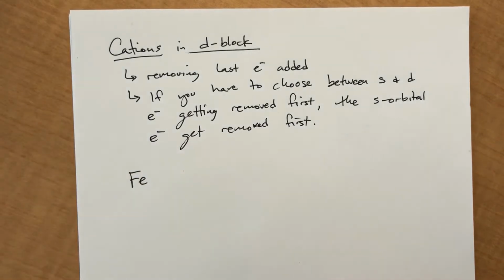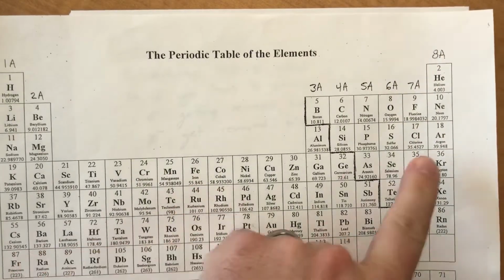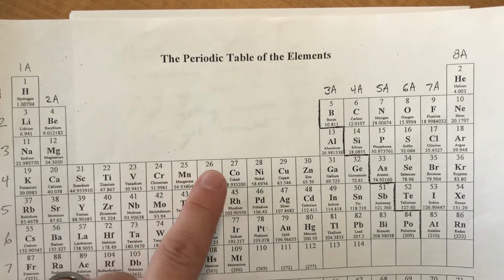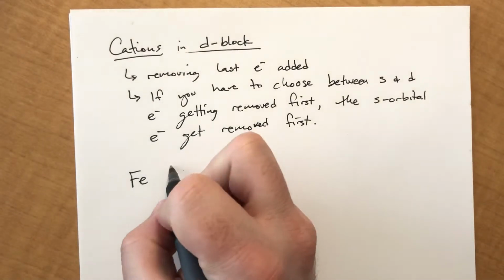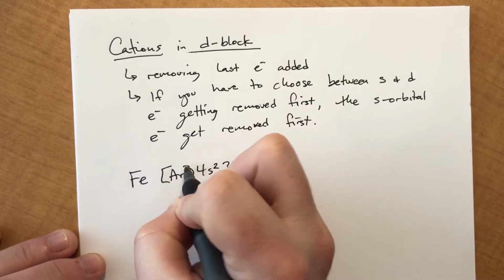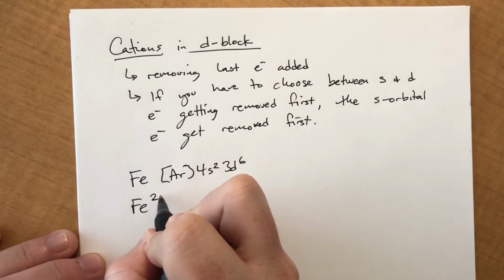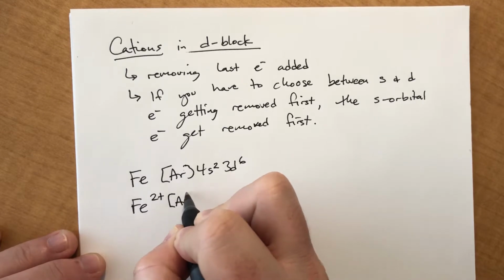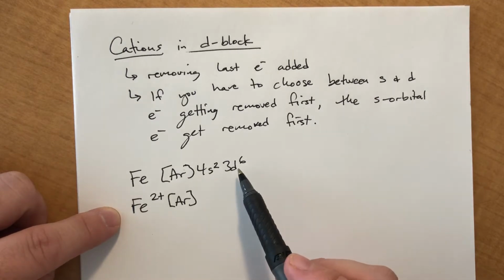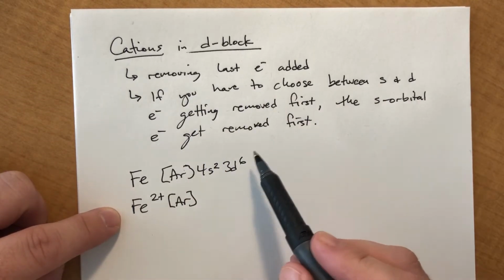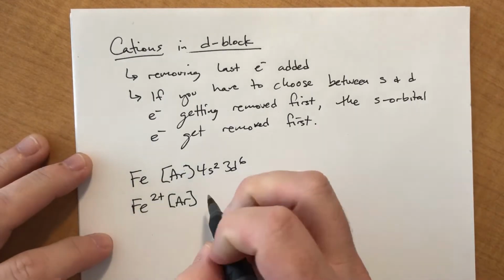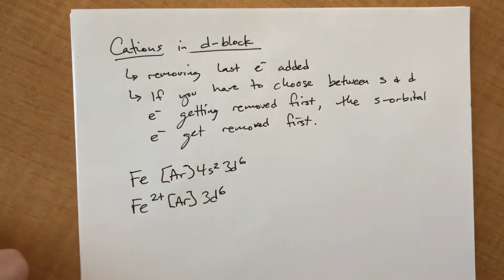Iron. If we look at this, iron is argon, 4s2, 3d6. Iron can form two possible charges, 2 plus or 3 plus. If we have a 2 plus, our choice is between removing an S or a D. I know the ground rule says to remove the last ones added, but anytime there's a D block, it pretty much ignores the main rule. So the S electrons get removed first, so your answer is argon 3d6.